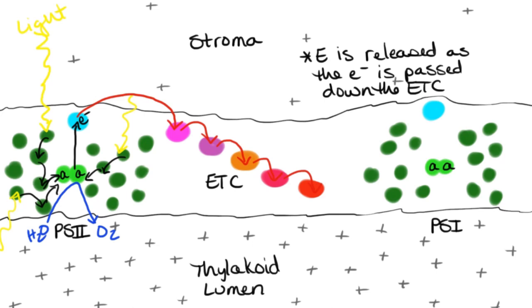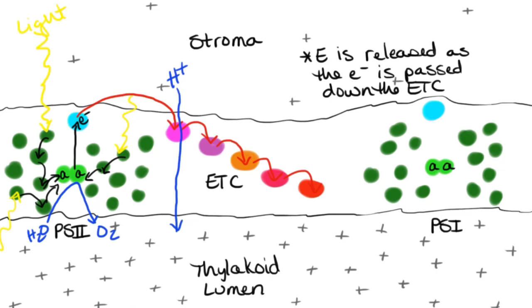As that energy is released, that's going to be an exergonic reaction. And we want to take that energy and do something with it. What is specifically going to happen with that energy is that we will be taking protons, or hydrogen ions, which are the little pluses here, from the stroma and transporting them down here into the thylakoid lumen, or the thylakoid space.